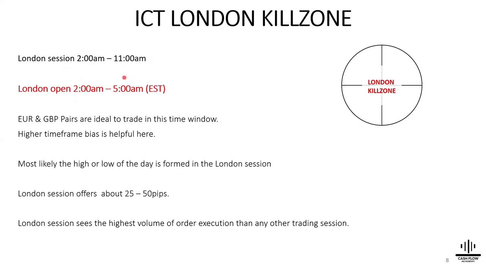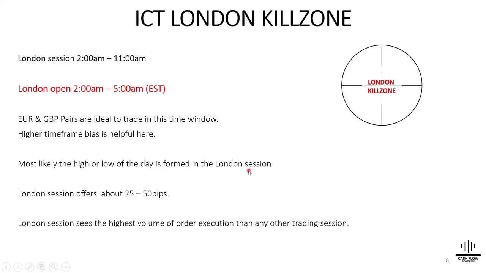Why? Because these are European pairs. The London session is when these countries begin transactions. So of course you should expect liquidity in this time window. Higher time frame bias is helpful here. Again, most likely the high or low of the day is formed in the London session.